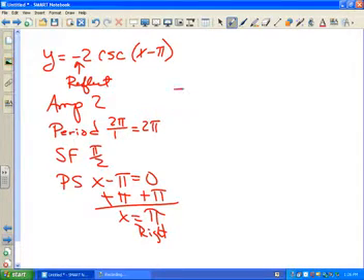So, it did start at 0 and go by halves before.